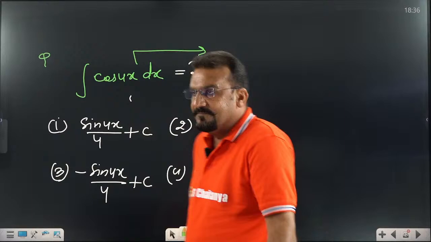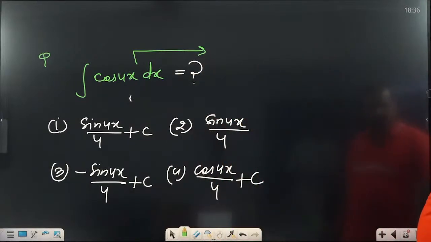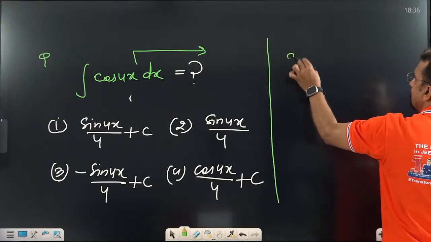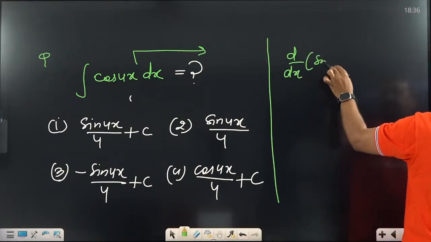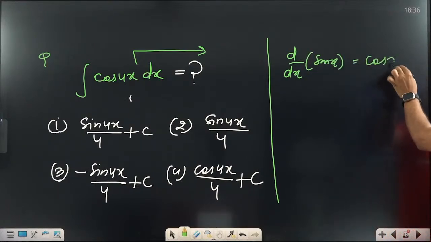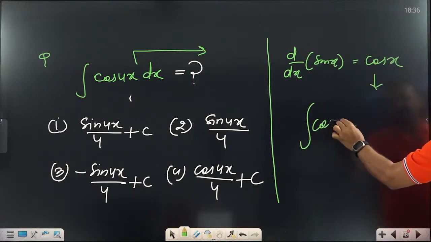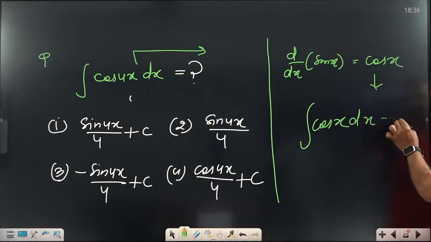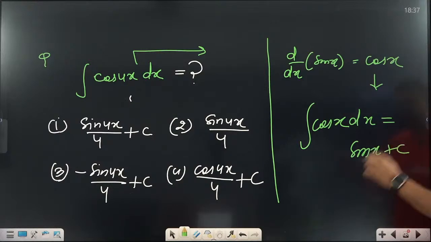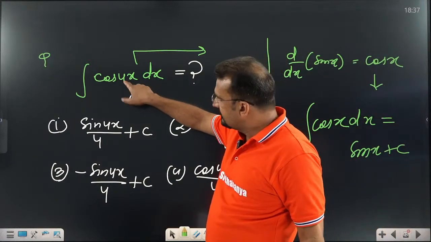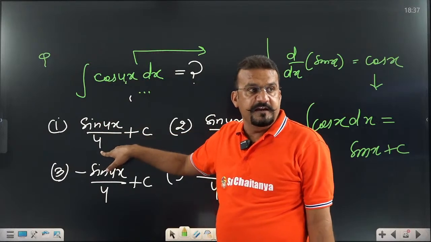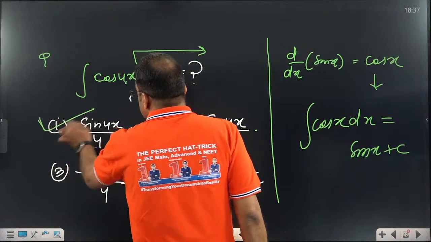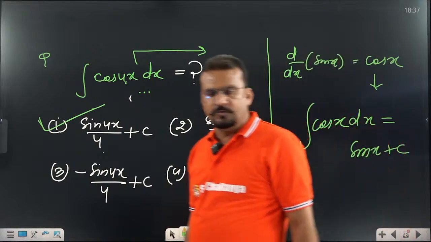Yes or no? Whenever you are getting confused, what you have to check: d over dx of sin x, differentiation, is going to be cos x. If we integrate cos x, most of the students are right, that is cos x dx is going to be sin x plus c. In the same way, the integration of cos 4x is going to be sin 4x by 4, but be careful for the constant, plus c. Both are sin, but you have to write the plus c constant. That means the first option is the right option.